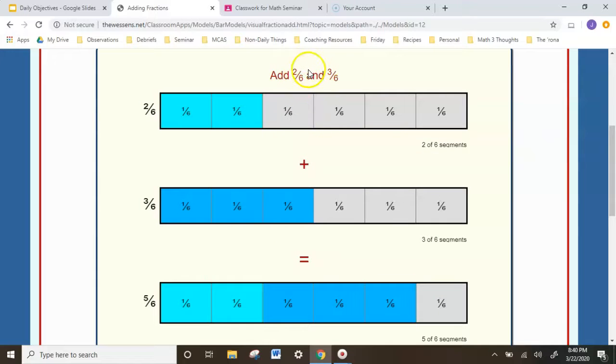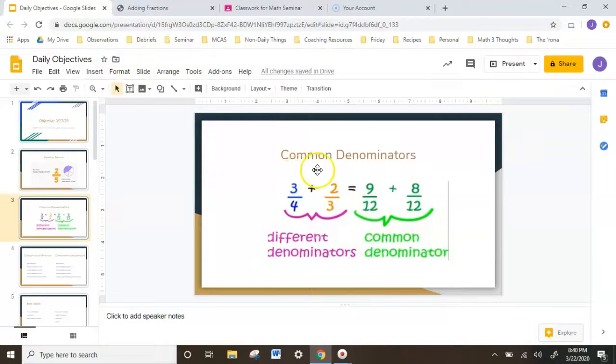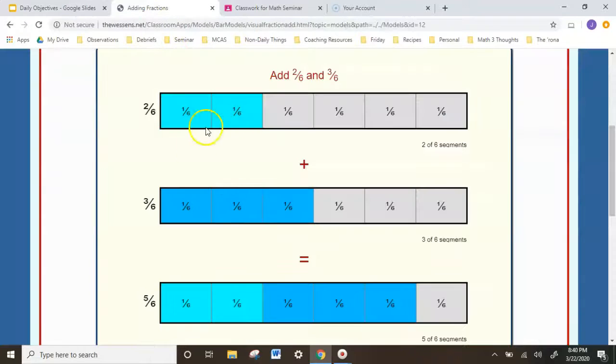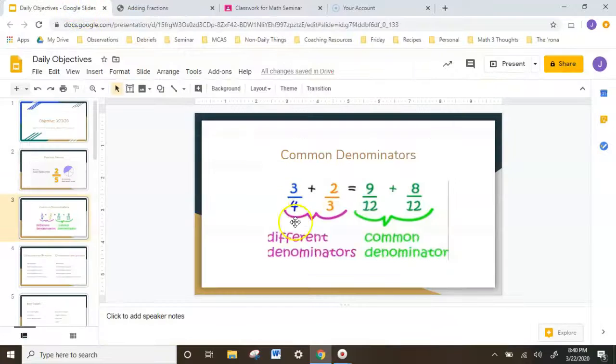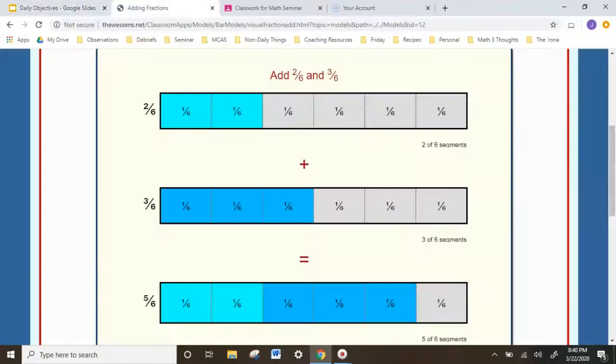Now, this is easy. Eso es fácil porque son los common denominators. So esas partes son similar. These are the same. 6, 6, 6, 6. These are the same denominators. What happens, though, when we have different denominators?